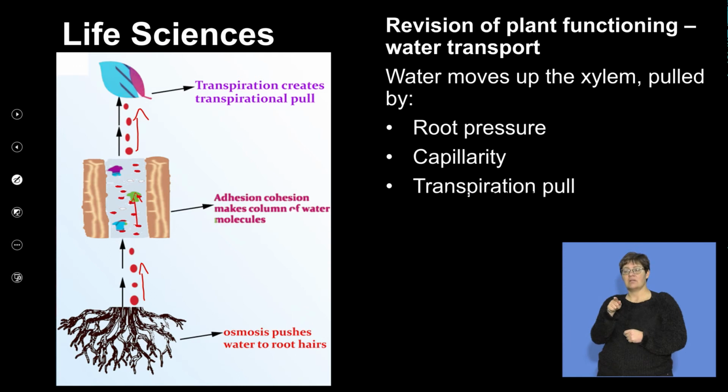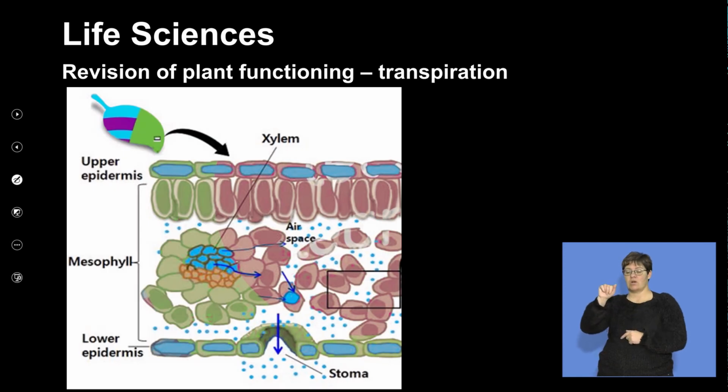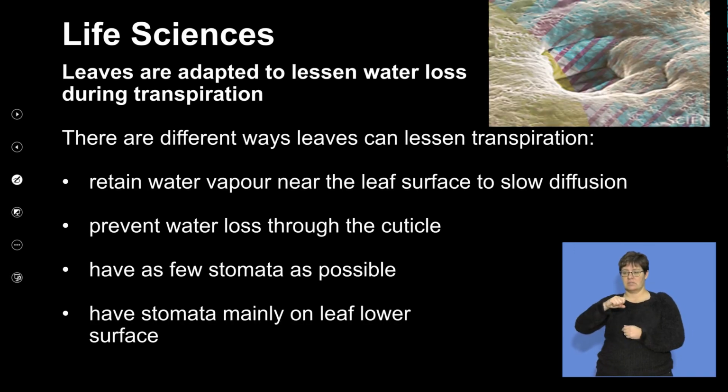this causes transpiration pull. What actually happens in the leaf is the water comes out of the xylem, goes into the cells, into the air spaces, and eventually moves out through the leaf in transpiration.